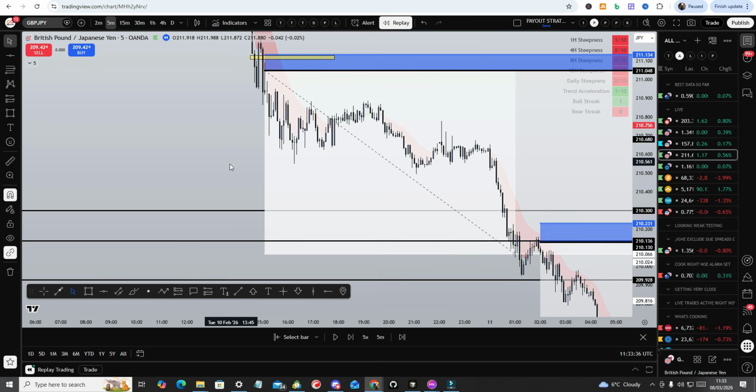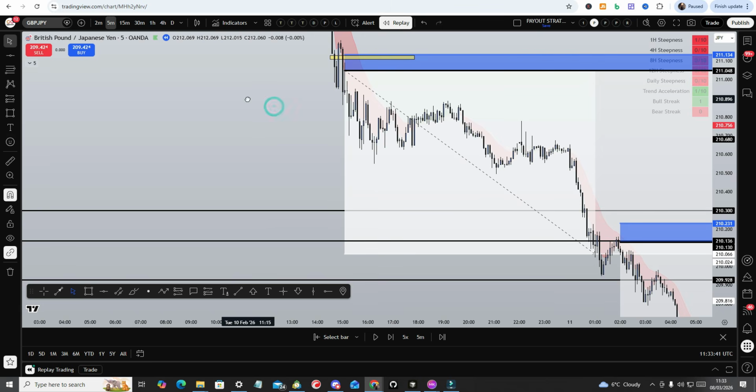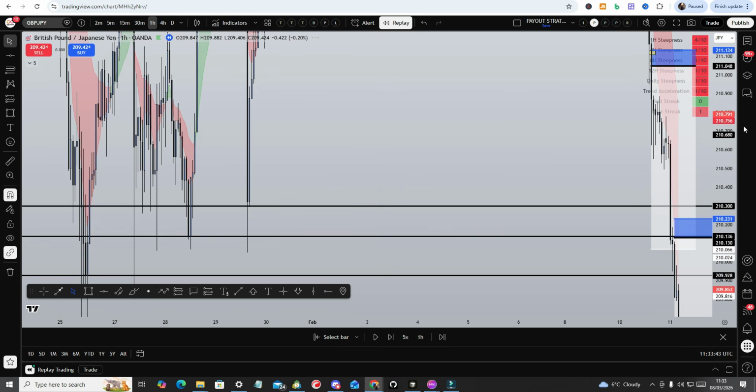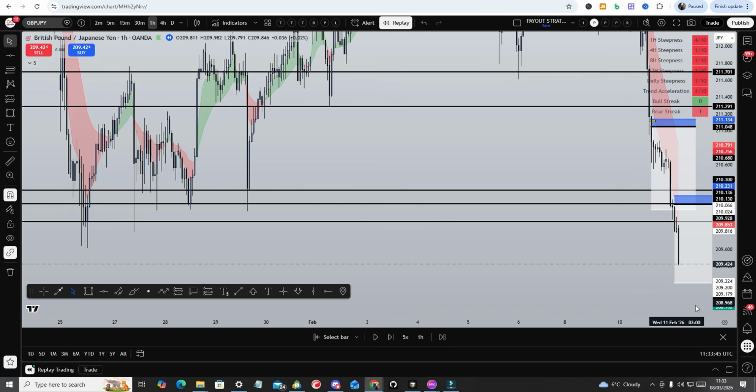Yeah, 1-to-11 risk to reward. But yeah, I mean, it's crazy. It's crazy. There are plenty of opportunities out there. I'm not saying you have to trade with this system.